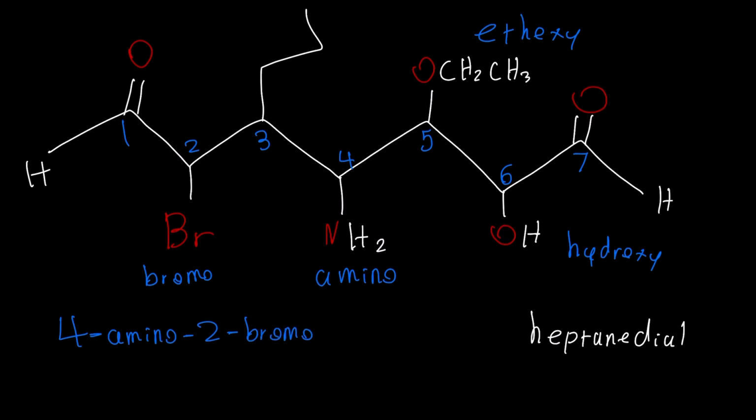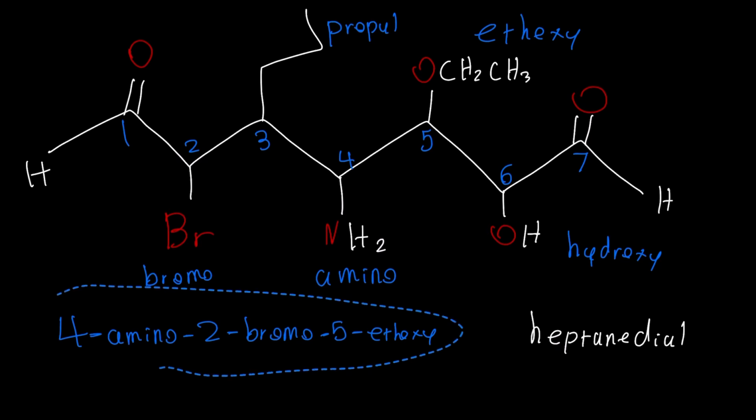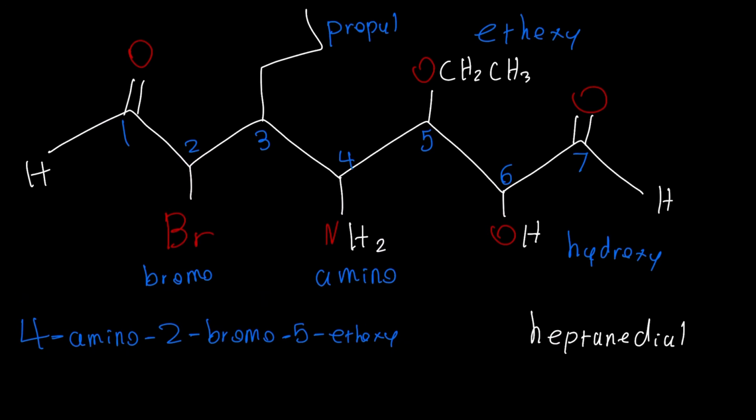And I forgot to name this one. This is a propyl group. Then we have, I believe, ethoxy on position 5. So 5-ethoxy. And then we have, does P come first or H? I think P, or actually H. Yeah, the hydroxy is going to come first. So it's called 6-hydroxy because it's on carbon 6.